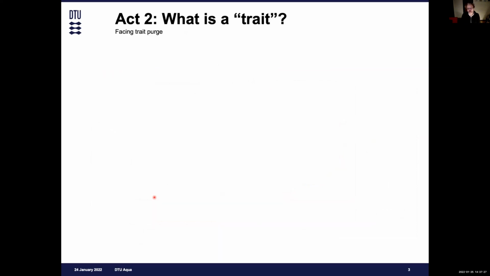So looking at trait distributions here, you're immediately faced with the next question: what are actually the traits that you're using for the trait distribution? And here I will introduce the trait purge, because what we often see is big lists of this and that organism group where there are these and these traits. There are many traits that describe a given organism or a given group of organisms. That's not the hard part.